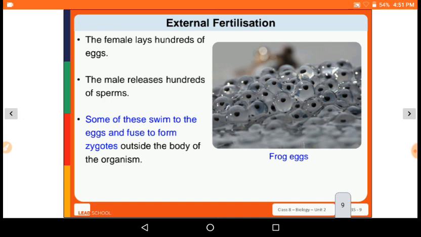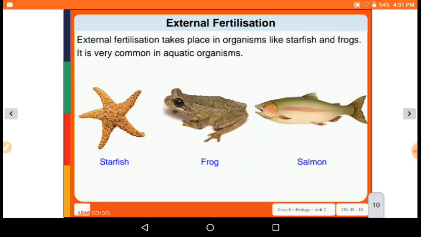That is, in frogs' eggs we can see this process. External fertilization is seen. External fertilization takes place in organisms like starfish and frogs. It is very common in aquatic organisms.